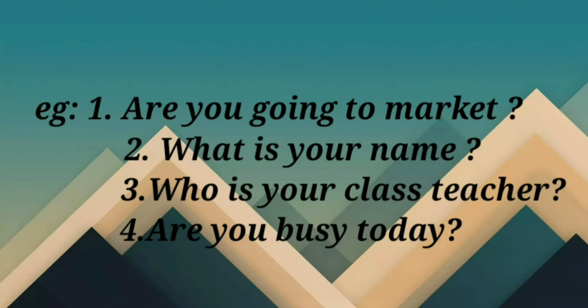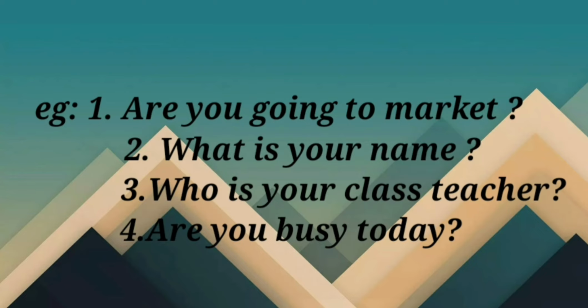Look at some examples. Are you going to market? In this question, if you are going to the market, you will say yes, and if you are not going to the market, you will say no. It means it is a yes-no type question. Yes-no type questions always start with a helping verb like are, is, am, was, were, has, have, had.